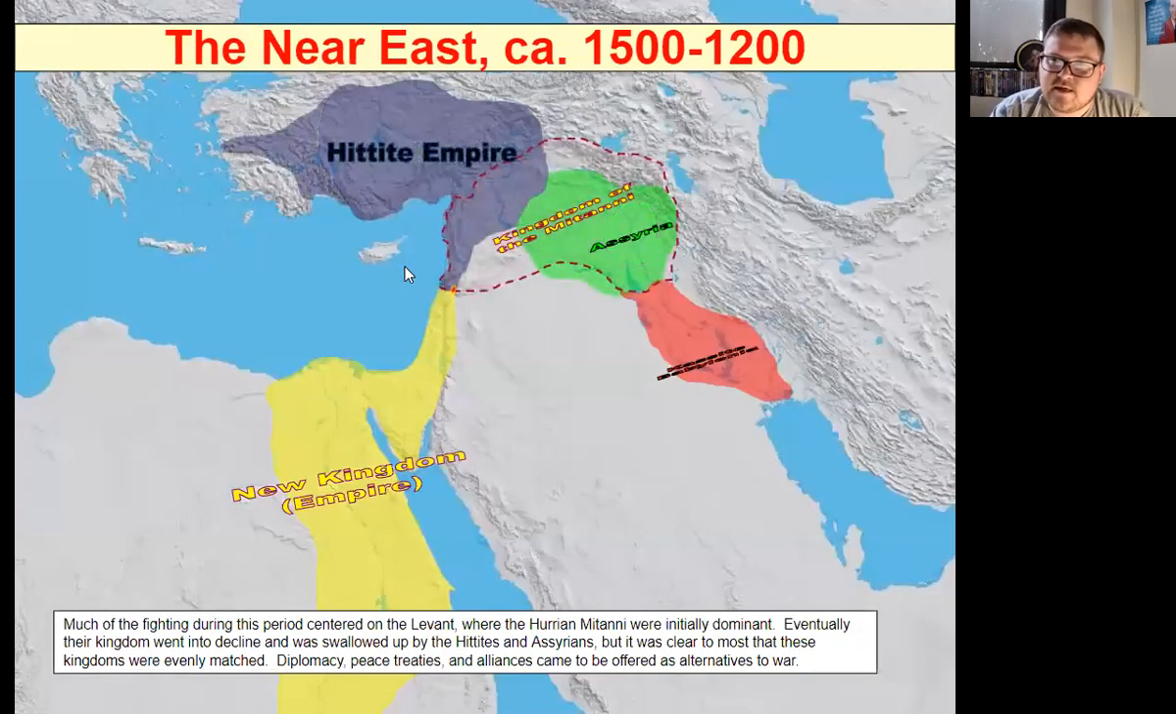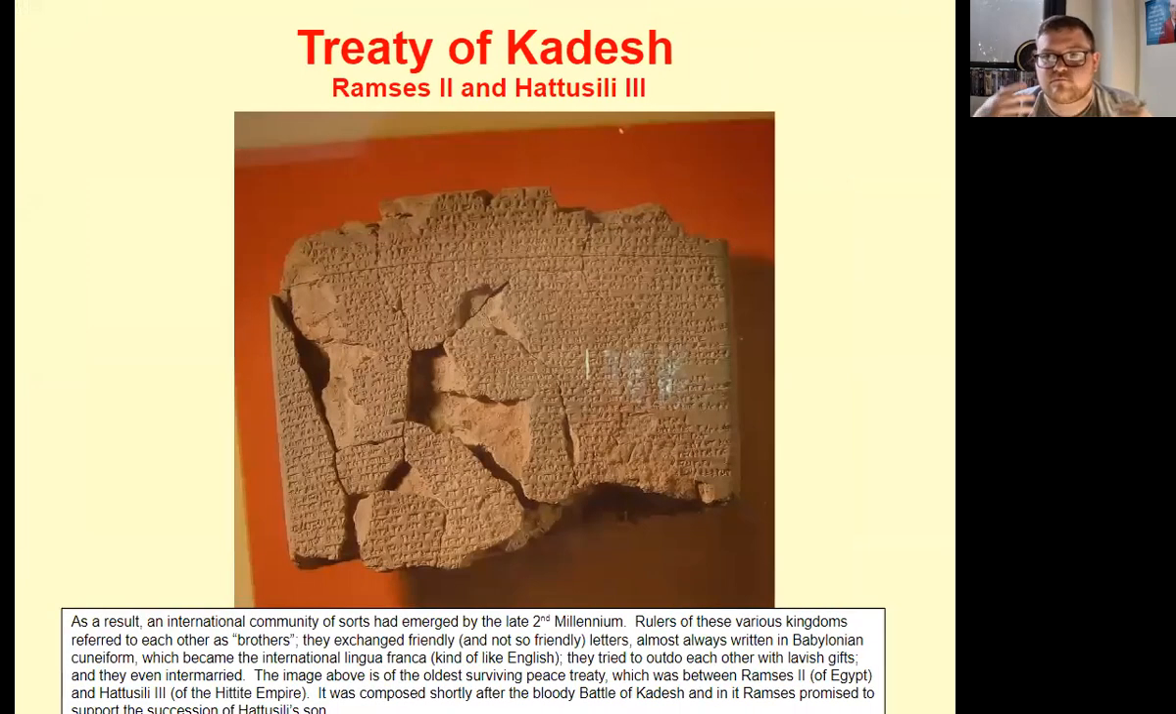So this is the Near East. We have the kingdom of Mitanni up here, which is kind of falling apart. Diplomacy, peace treaties, and alliances came to be offered as alternatives to war. So people are learning how to negotiate and how to bring people together. So this is the Treaty of Kadesh from Ramses III and Hattusili III.